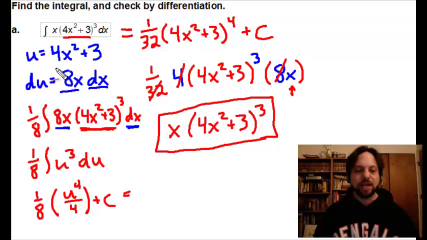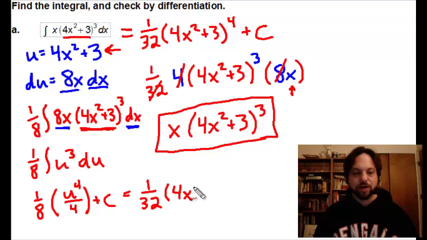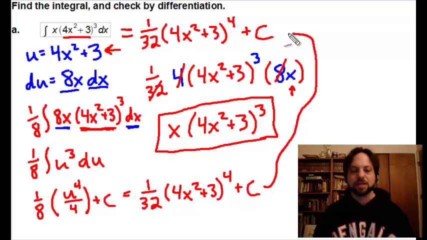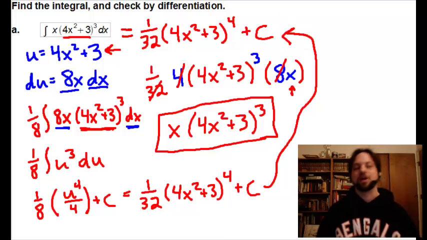If I want to go ahead and substitute my u, which is right here, substitute that back in, well, look what I'm going to get. 1 over 32 multiplied by u, which is 4x squared plus 3, to the fourth. And then, of course, plus c. Now, that's quite interesting because that is the original function that I came up with to begin this problem.